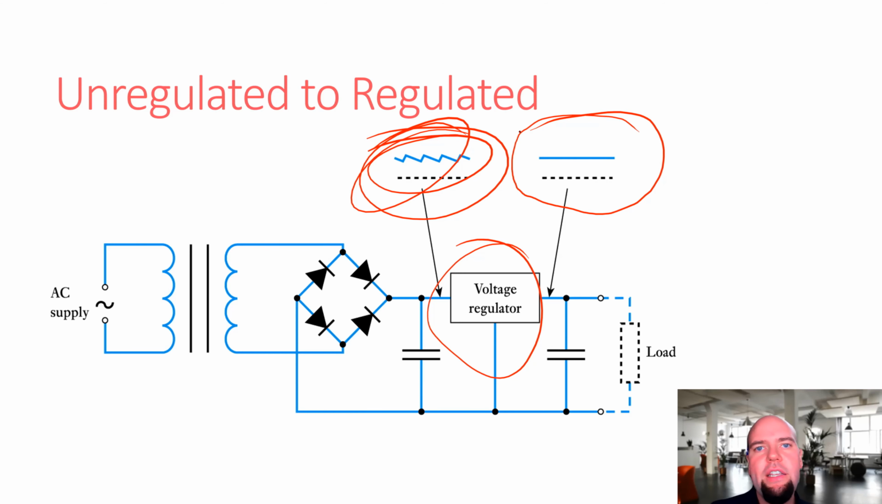Why does a regulated DC voltage matter? Because the types of electronics that we use behave differently at different input voltages, and they also can break at certain input voltages. So if the input voltage is too high, it's possible you're going to damage those electronics. And if the input voltage is wiggling around a lot, it's possible you're going to get unknown, undefined behavior of those electronics.